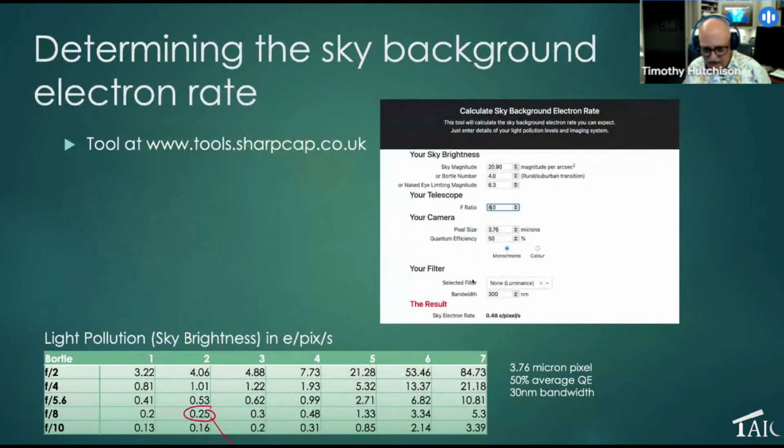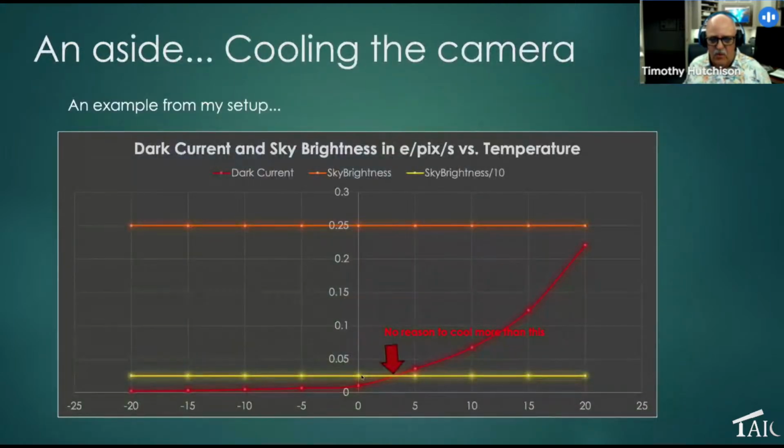If I'm worse than that, if I'm somebody sitting out here in Bortle 5 with an f2 scope, and I have 21 electrons per pixel per second coming into my telescope, whoops, why do I cool it at all, right? Cool it to 15, and I'm still way below anything that's happening with sky brightness.